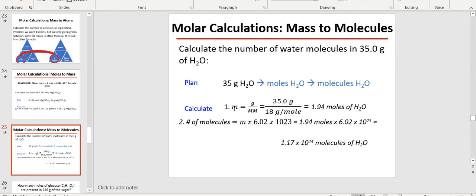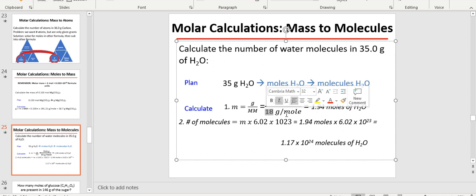So the first step, moles is equal to grams divided by molar mass, 35 grams divided by 18 grams per mole. Where did you get that? You got to calculate. That's the molar mass of water. Okay, is equal to 1.94 moles of water. Number of molecules, this is the second formula now. Moles times Avogadro's number is equal to 1.94 times this gives you this.